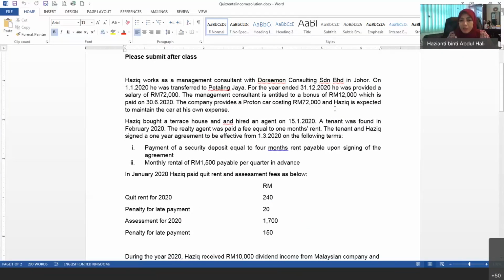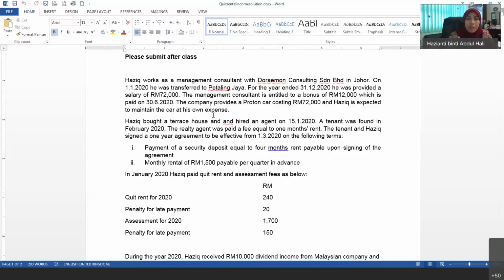Alright, so in this case, what does it mean? Does he get fuel or not? No. Dia dapat fuel tak? Tak dapat sebab dia kata dia maintain the car on his own. So fuel is not provided by the company tapi dia bayar sendirilah. Yeah, he only gets the car. So whenever you see something like this, like the previous question that we have, eh, it is only mentioned that he gets a car. So we include the fuel. But here, he is expected to maintain the car at his own expense, which means no fuel provided.